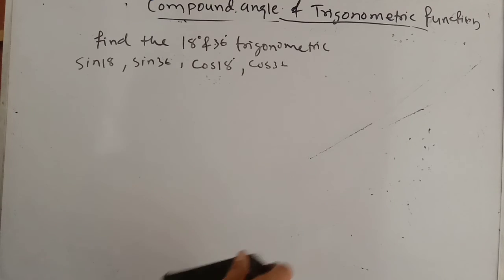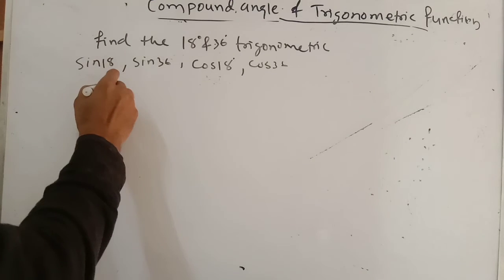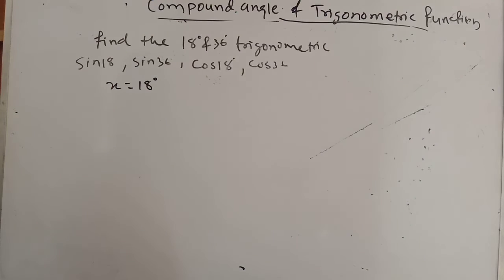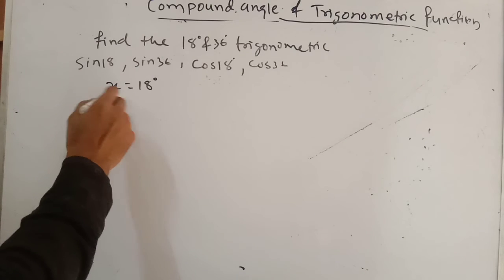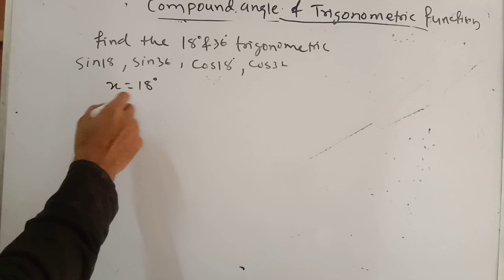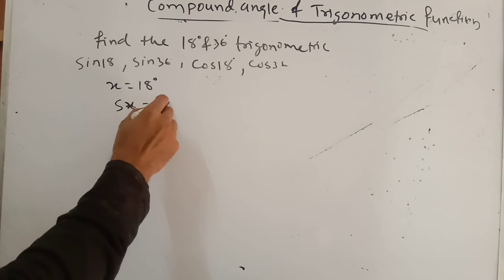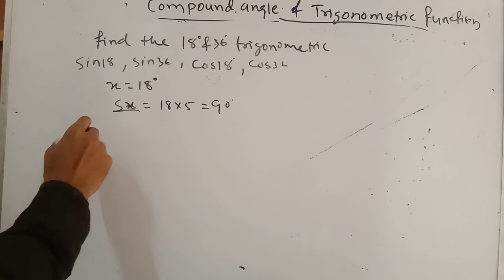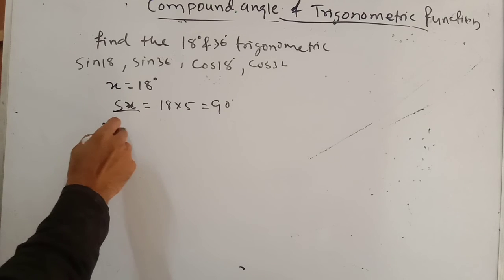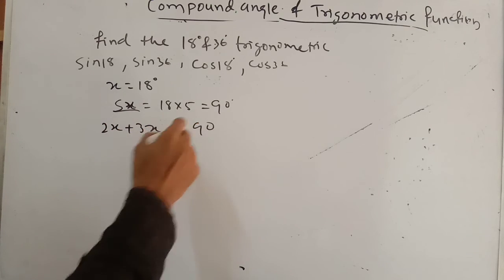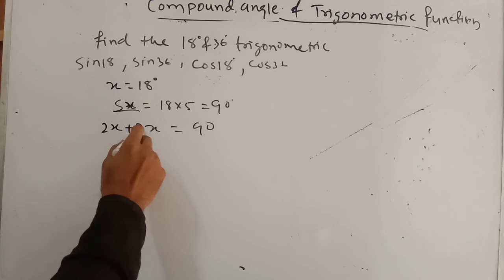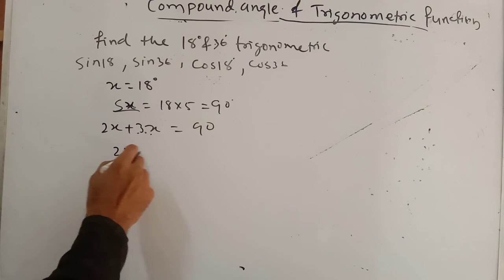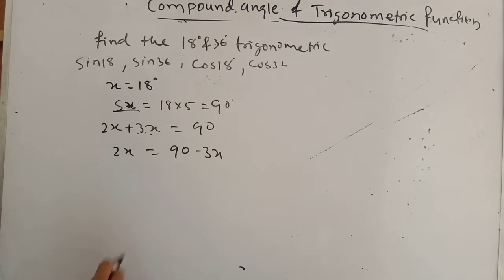Okay, so now let me consider x equal to 18. So now we multiply 5 on both sides. Okay, so on both sides, 5x is 18 into 5, it will become 90 degree. So now we can break 5x in two forms, 2x plus 3x. Okay, so after then this 3x will go to the right side, so it will become 2x equal to 90 minus 3x.